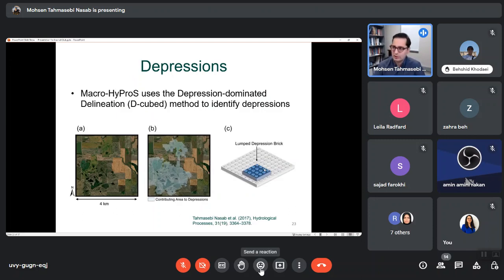Okay. And the last contribution in this model was depressions. And I know I have 5 minutes, so I have to actually speed up a little bit to make sure that I'm mindful of your time. I don't want to take a lot of your time.